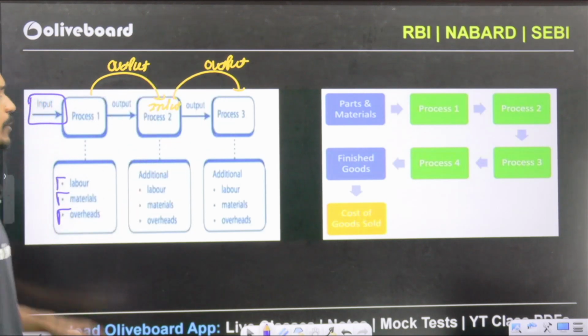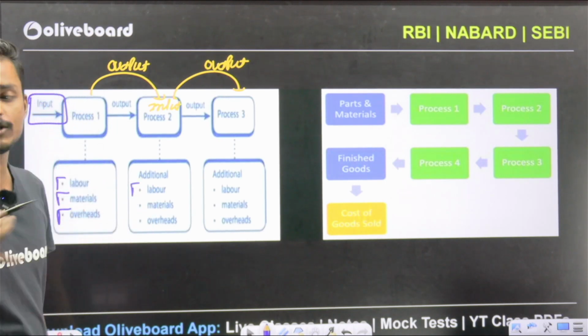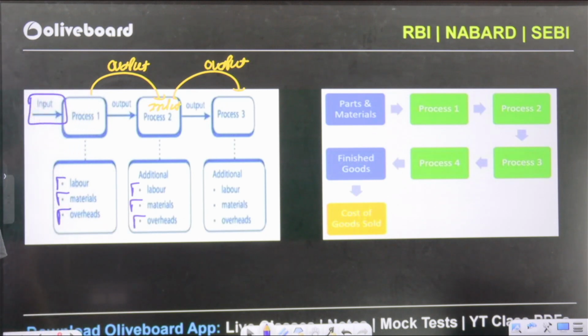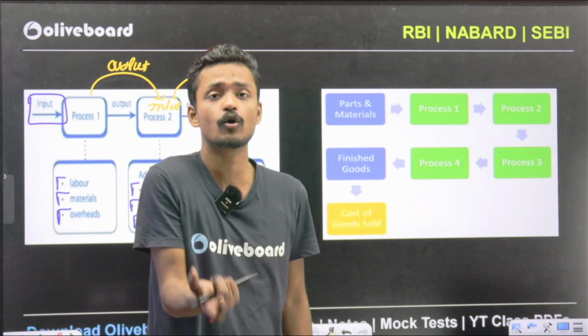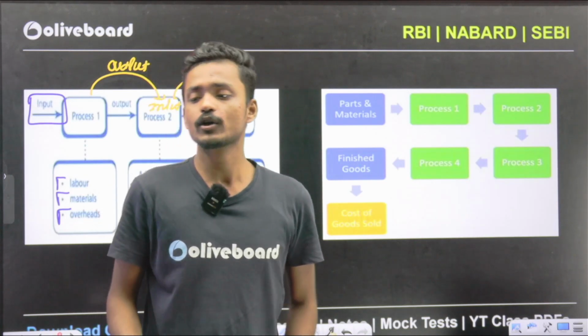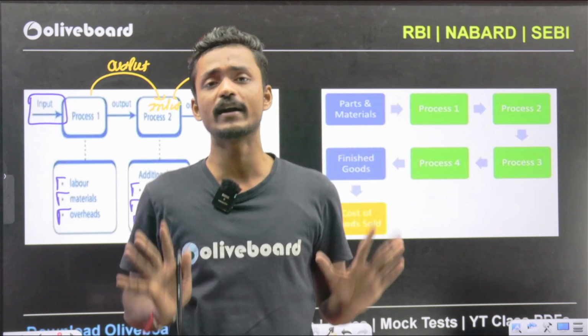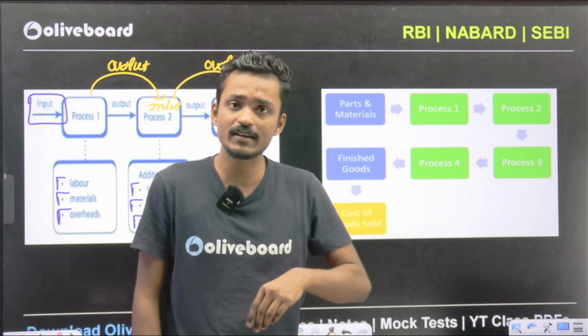Now at process 2, again we have some amount of additional labor, additional material, and also some amount of overheads. If you want to recall, overheads means your indirect expenditure, like rent, which is not a part of the final product, but we still have to incur it.